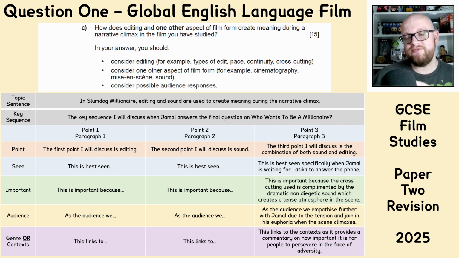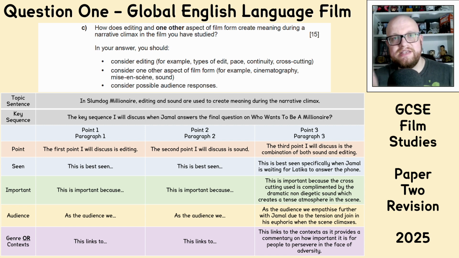So what I've done now is I've taken the editing technique of cross-cutting and the dramatic non-diegetic sound and said actually how these two are married together to create a sort of enhanced or emphasized meaning in this sequence. As the audience, we empathize further with Jamal due to the tension and join his euphoria when the scene climaxes. This links to the context as it provides a commentary on how people persevere in the face of adversity, which is one of the key themes throughout the film.